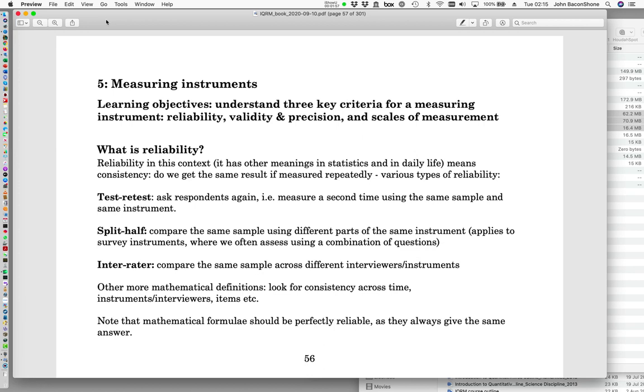So there are other more mathematical definitions. Essentially, we're looking for consistency in different ways, either across time, across instruments, across interviewers, or across items of a questionnaire. Now notice that if we're dealing with a mathematical formula, of course, it should be perfectly reliable, as it should always give the same answer. So we're essentially talking about only when we're measuring things which have some implicit variability in the measurement process, then we have to worry about reliability.